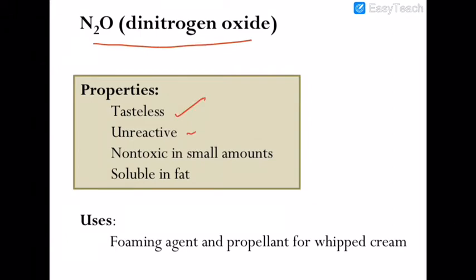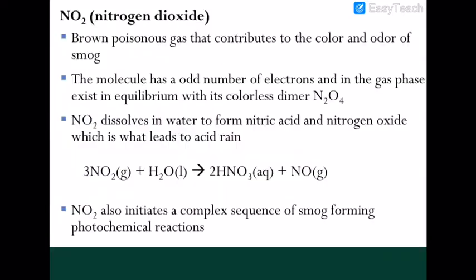It is tasteless, unreactive, non-toxic in small amounts but toxic in large amounts. It is soluble in fats. That is a foaming agent and propellant for whipped cream. That is used as a laughing gas also.